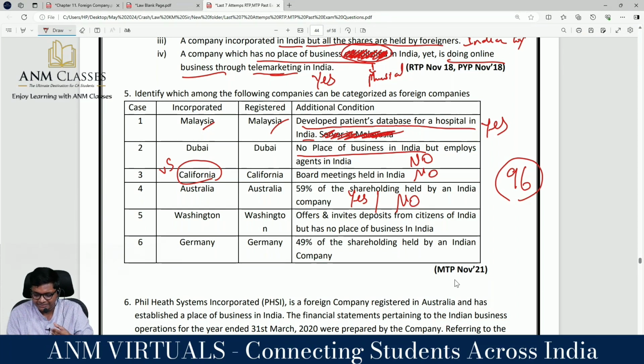The actual answer in this MTP, they gave it as no, taking the assumption place of business is not in India. Are you following? Understanding that place of business is key. Only once you become a foreign company, only then other things. Next. In this case, 59%, more than 50%, it will be treated as no. I will again clarify that point.